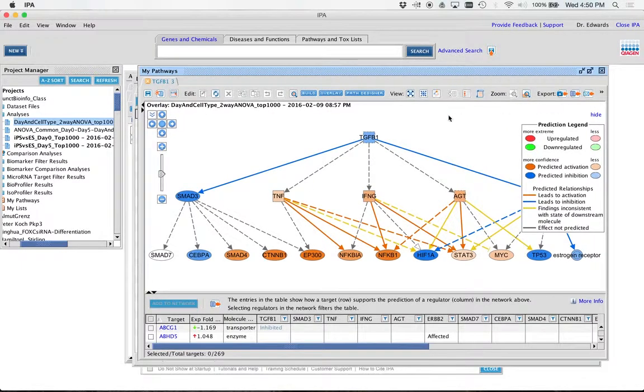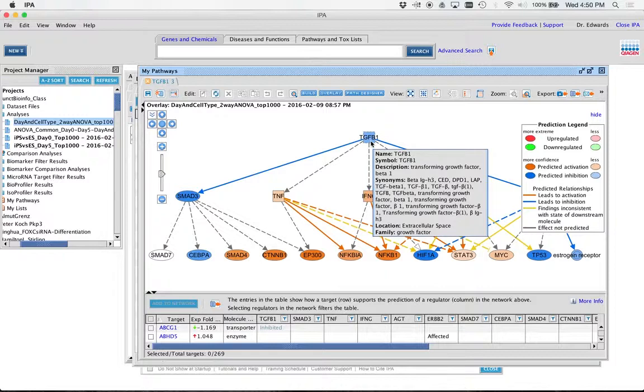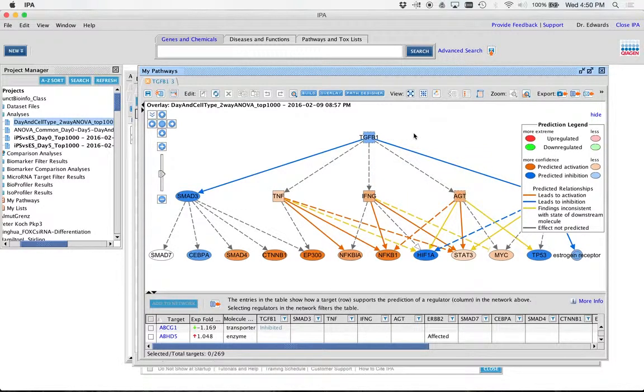TGF-beta. I see TGF-beta in anything that's having to do with epithelial cells or skin-like cells. TGF-beta is playing a role. I'm going to tell you it's all about cell adhesion. That's what I see when I analyze data sets.